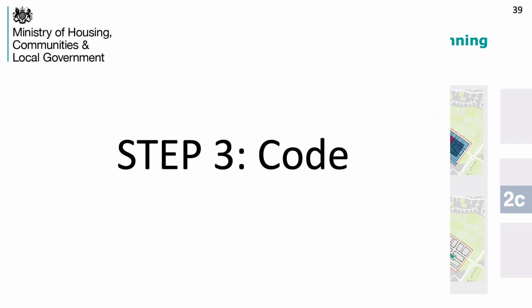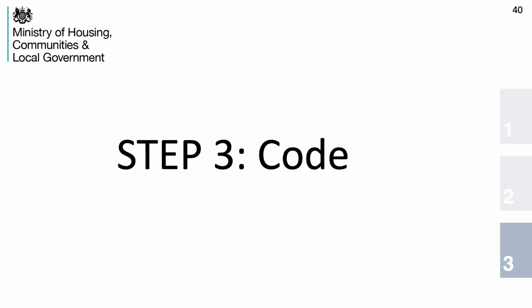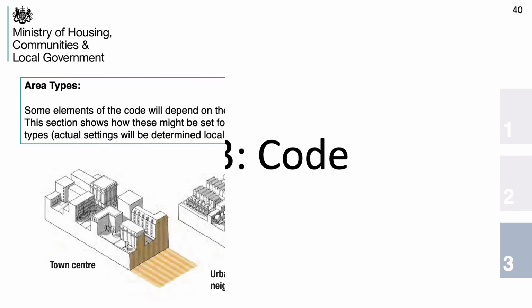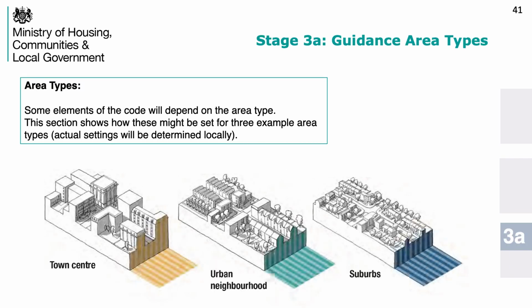This takes us on to step 3, which is the code, and this is in 2 parts. The first part are the bits of the code which vary by area type. Now, about half of the code, in fact, will be different depending on which area type you're in. Issues like building height, building frontage, building line, and so on. And they'll obviously be different in different types.